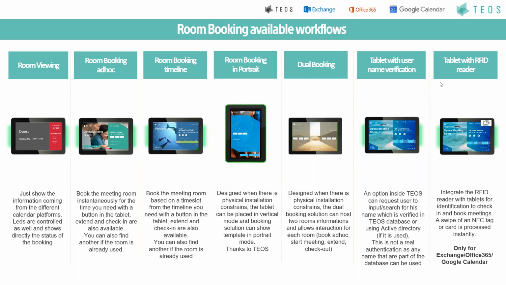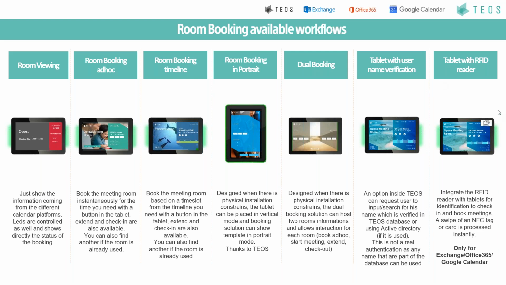At the same time, we still have three other different workflows. Dual booking, which is the one we mentioned before, to use one single tablet for two different meeting rooms. And then we have the RFID and name verification options. So this is to make sure that if someone books a meeting room from a room booking tablet, he is fully identified. And for this, we have two options. One is name verification based on the Active Directory database, for example, or the names of the employees. And the second one, which is the most secure, of course, is using our RFID, taking into account that all the tablets we provide are RFID and NFC compatible.